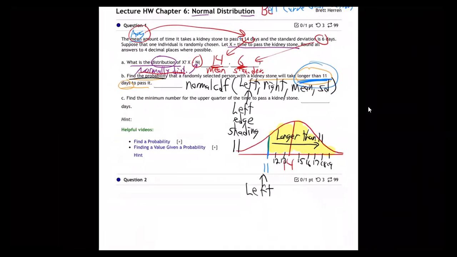And what's the right edge of the shading? Well, the right edge seems to go forever to the right, doesn't it? Doesn't it just seem to go and go and go forever? And these bell curves never quite touch the ground. They're like an infinite bell curve. It goes forever to the right and the left. It never touches down.